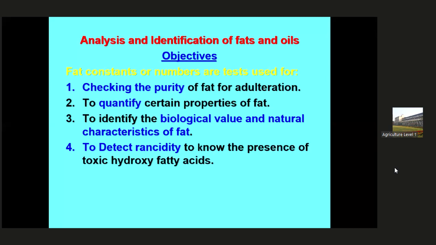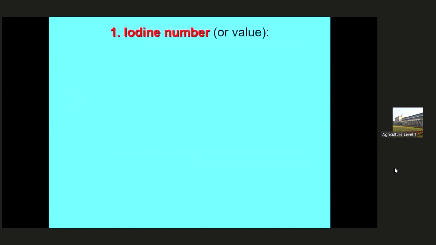To achieve these objectives, we perform several types of experiments or reactions, that is, chemical properties of the fat. The first is the iodine number. These are the tests, the characterization of the fat, based on which you can identify whether the fat is usable or not.